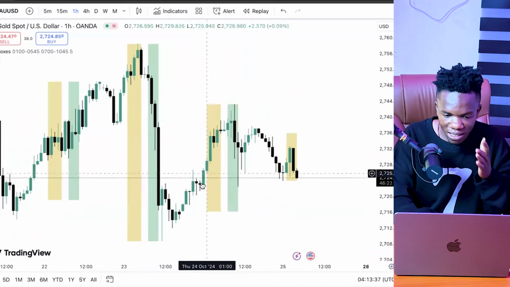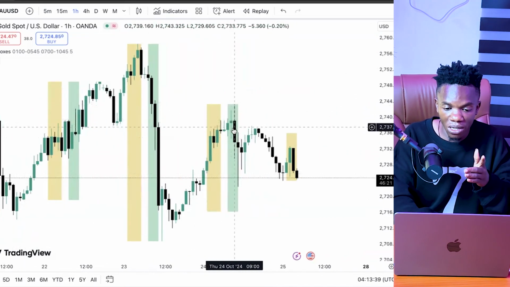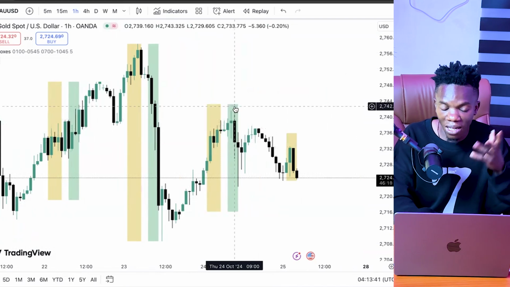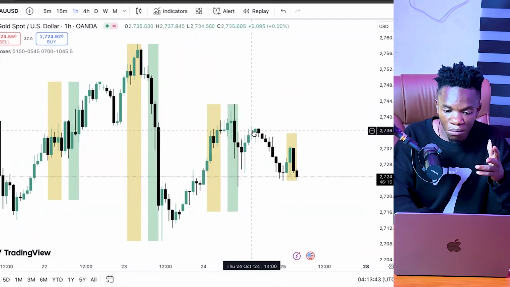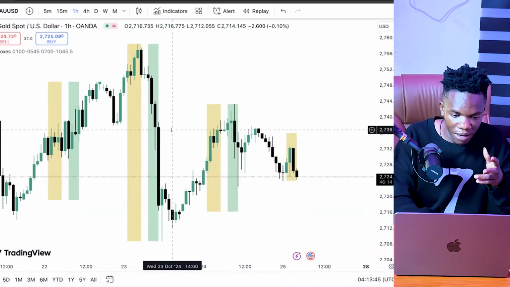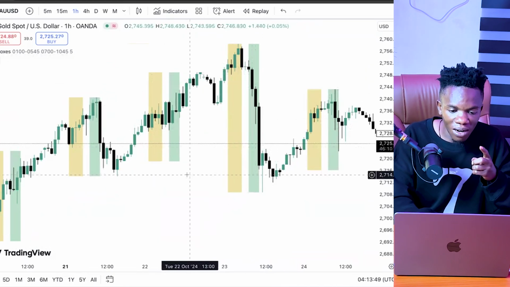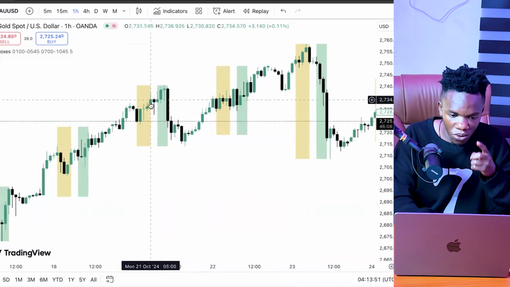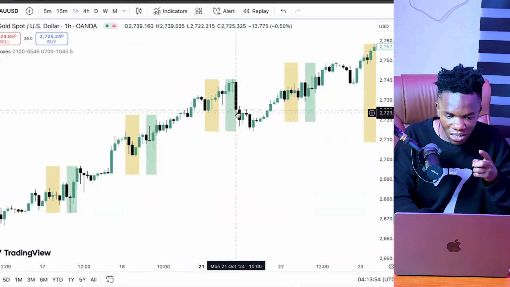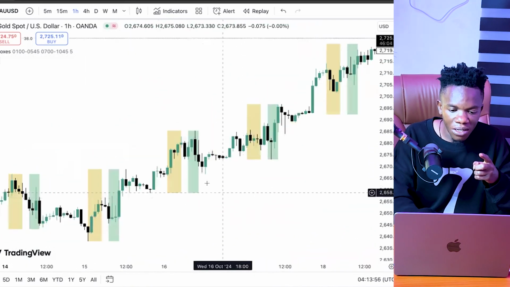For example, yesterday, you can see the move started from the New York key zone. In fact, the New York key zone formed the high of that day. And then it started moving onto this very day. Now, this day, of course, the major move started from the New York key zone. You can see it right here. New York key zone, New York key zone, New York key zone.